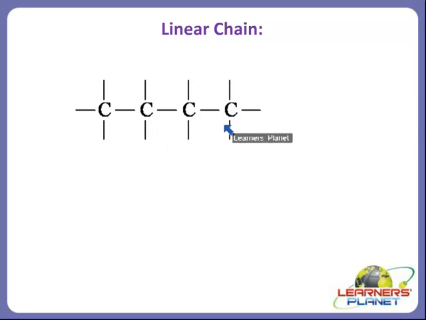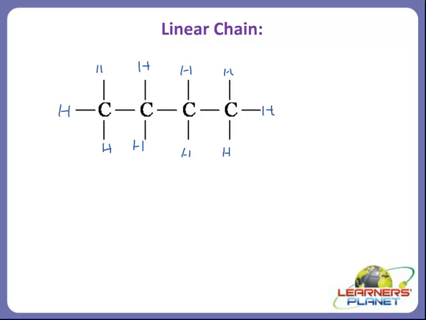This is a linear chain. So what can I put in front of the bonds? Hydrogen. Hydrogen here. These are all hydrogen. How can I write this? This can be written as CH3, CH3, CH2, CH2, CH2 and CH3. So this is your linear chain.